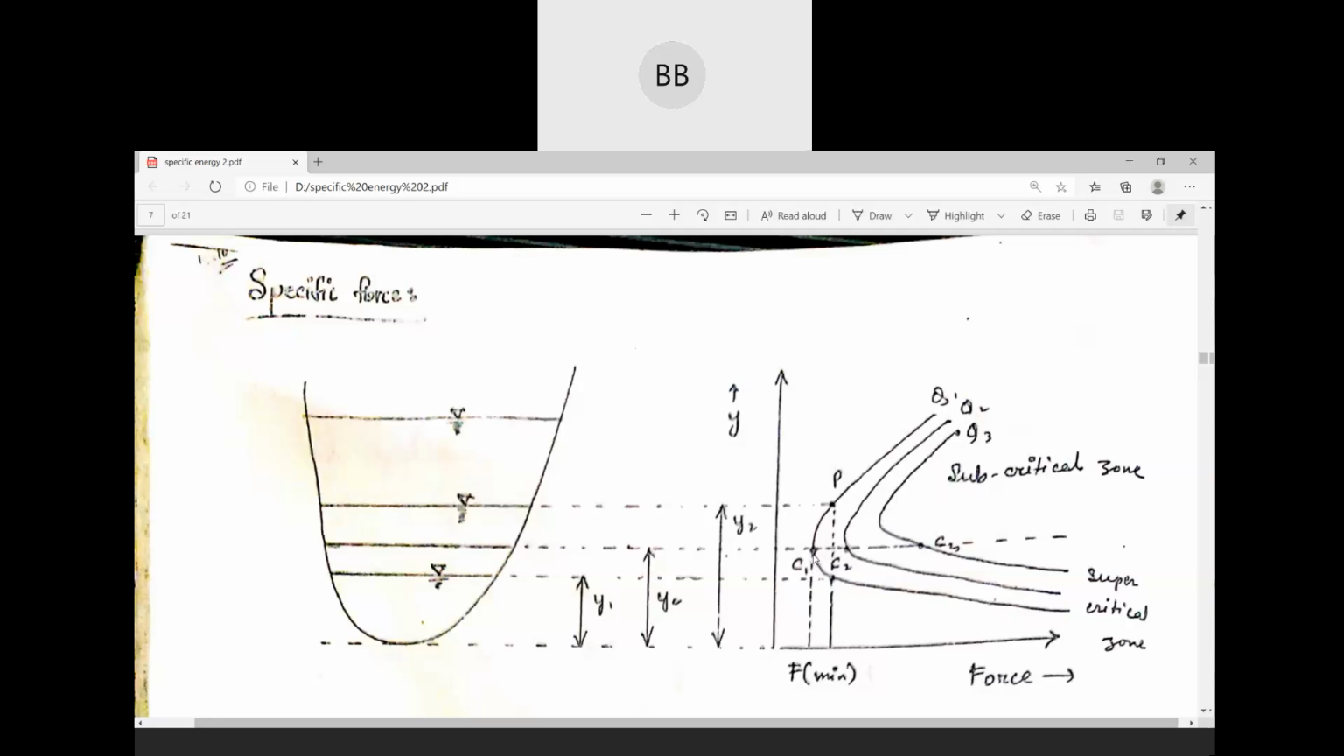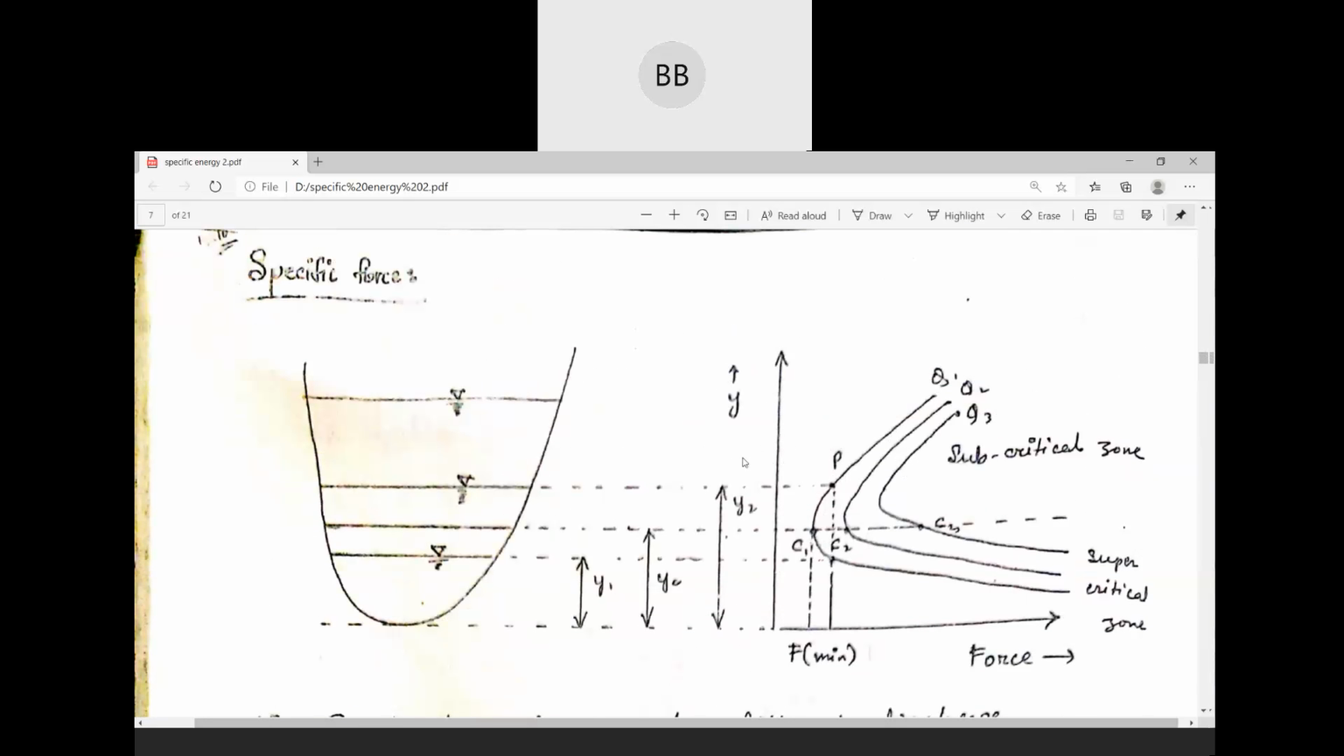The minimum specific force is also at critical depth, like your specific energy curve. The depth for minimum force is the critical depth. Then if you change the discharge and join the points with a straight line, it will again be divided into two halves, one supercritical zone and one subcritical zone. It is very much similar to your specific energy curve, only that E is equal to Y line at 45 degrees in the specific energy curve is not there in specific force. Others are all the same.